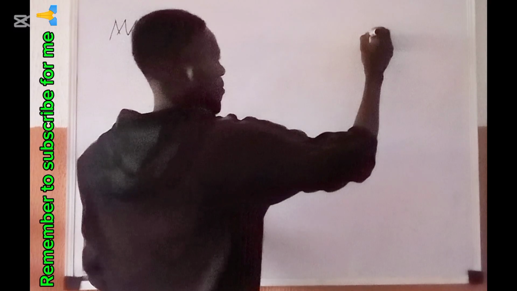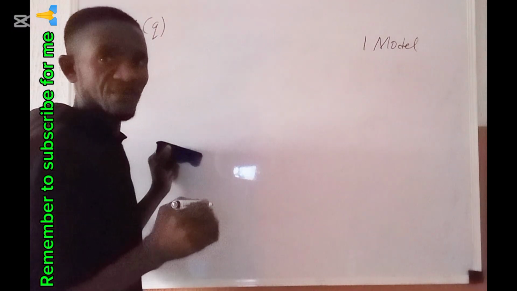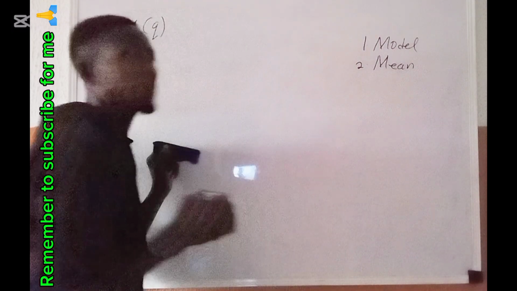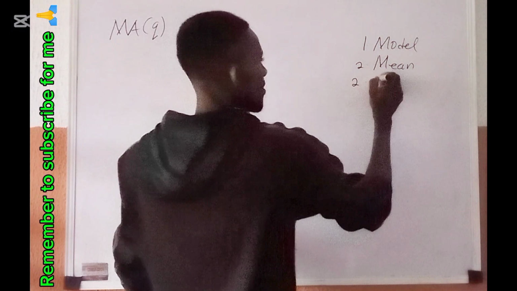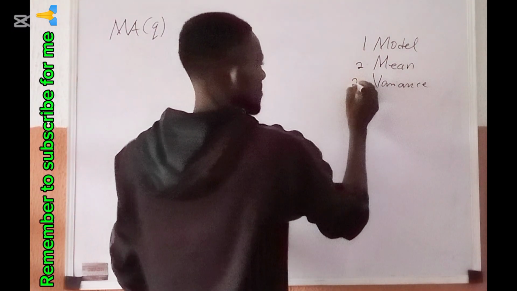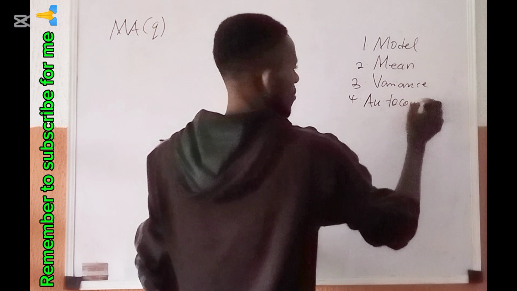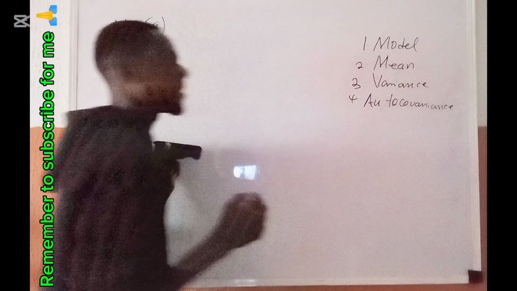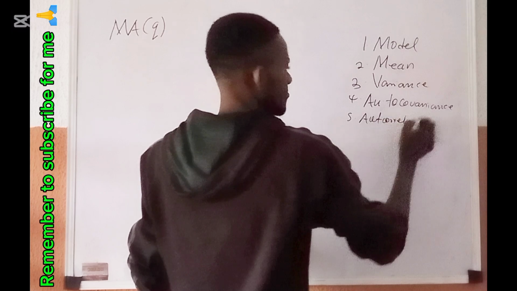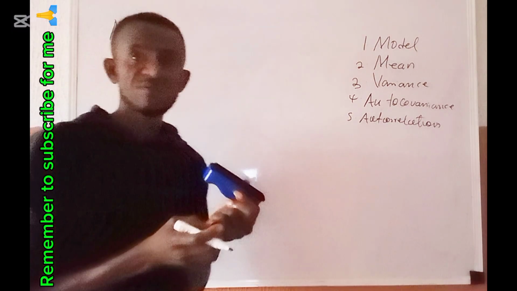One, we are going to look at the model of MA of order Q. Two, the mean of the model of MA of order Q. Three, the variance of the model of MA of order Q. Four, the autocovariance of MA of order Q. And five, the autocorrelation of MA of order Q. That's exactly what we are going to do in this discussion.